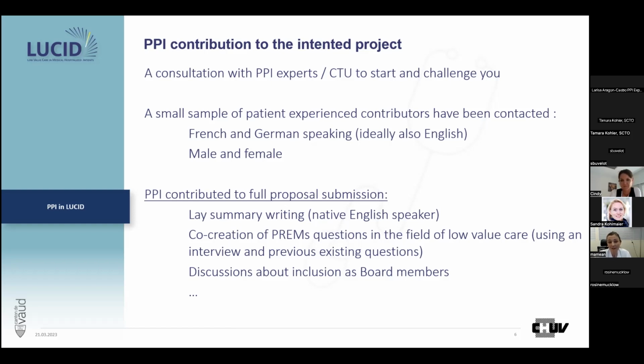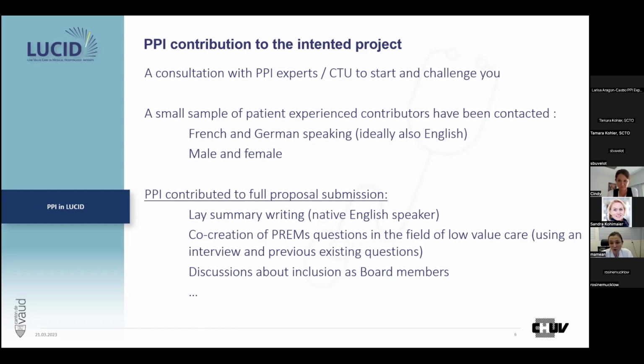And then we asked this sample of patients to help us write the lay summary. This is why I was speaking about the language. Lay summaries are often presented in projects in English. So we can decide to co-write it in French and then translate it. For this project, we had the chance to find a patient expert who is a native English speaker. So she was able to write the lay summary for us.